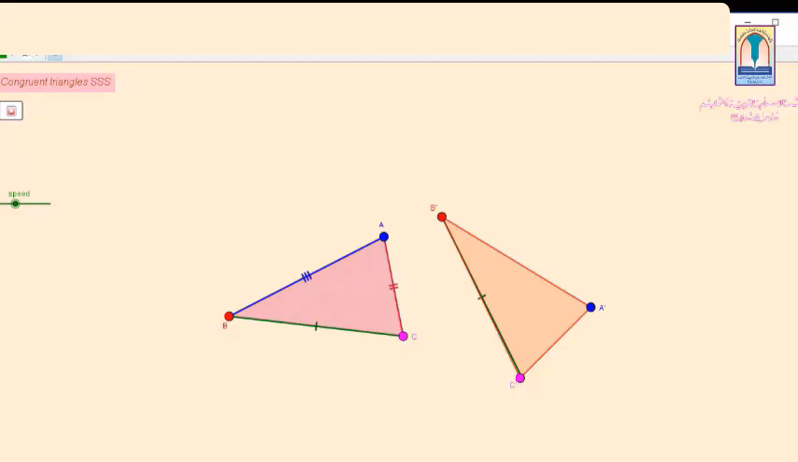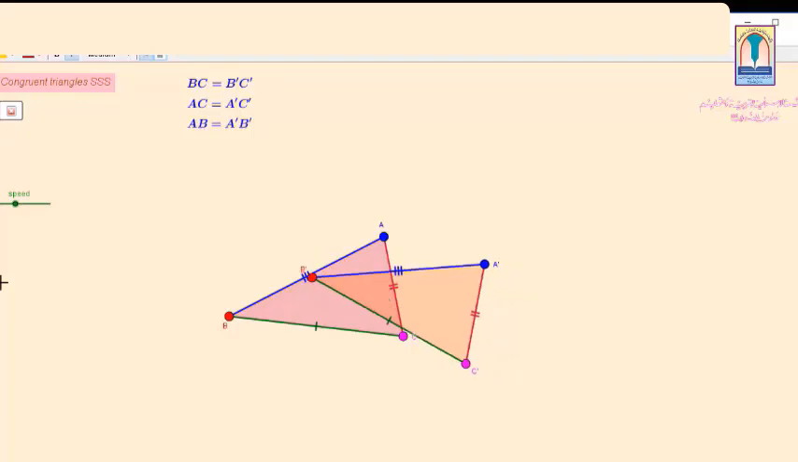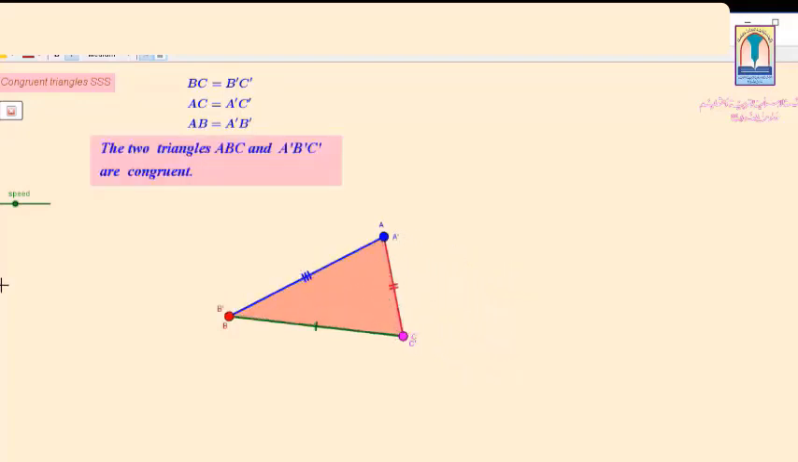Now, the second side that we have is side AC. Side AC is equal to side A'C', and side AB is equal to side A'B'. We have now 3 equal sides. Let's check if these two triangles are identical. Then these two triangles ABC and A'B'C' are congruent. They have 3 equal sides and 3 equal angles. We proved them by the method side.